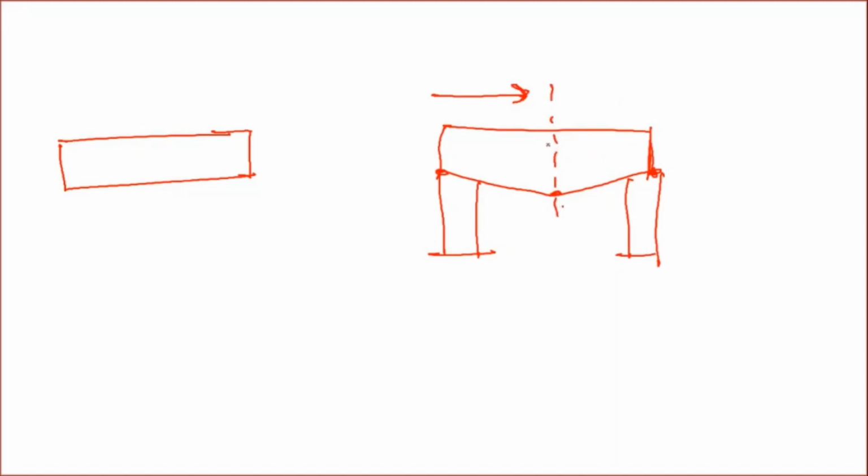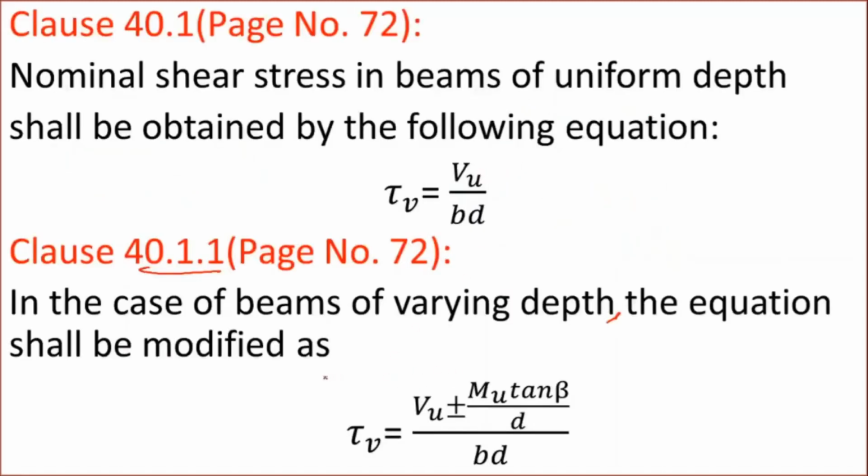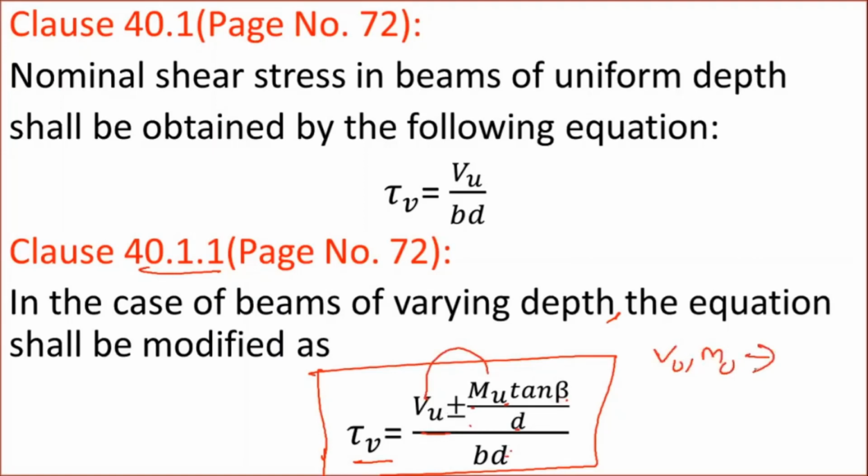Now the thing is, whenever the depth of the beam is varying, you have to calculate the nominal shear stress using this formula here. So what is that formula? Tau v equal to (Vu plus or minus Mu by d into tan beta) divided by bd. So what are Vu and Mu? Vu and Mu are the shear force and bending moment at that section.